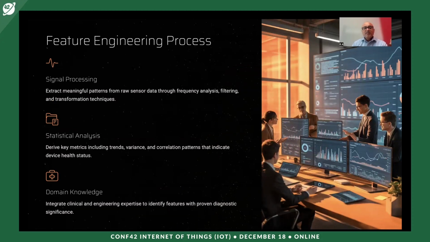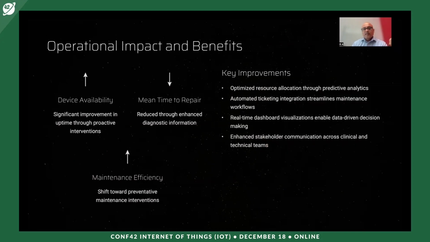The feature engineering process includes signal processing, where we extract meaningful patterns from raw sensor data through frequency analysis, filtering, and transformation techniques. Statistical analysis derives key metrics, including trends, variance, and correlation patterns that indicate device health status. Domain knowledge integrates clinical and engineering expertise to identify features with proven diagnostic significance. The main key improvement is optimized resource allocation through predictive analysis. Based on the analysis, we can optimize the resource allocation for the fixes.